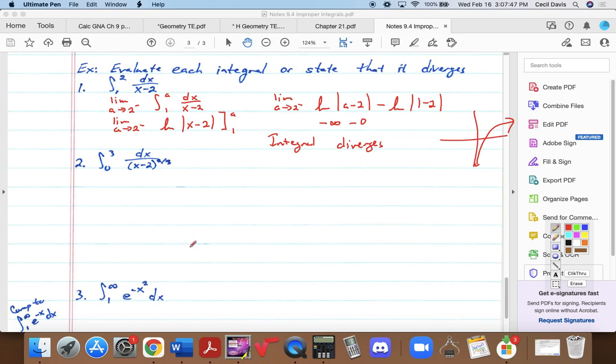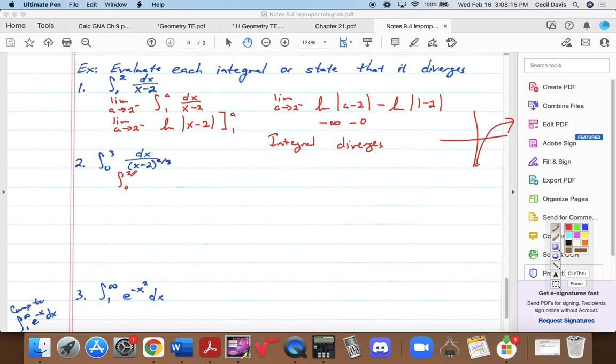Gotcha. All right, so for this one, where's the problem? Is that 2? Yeah. And it doesn't really matter what the power is. That's not where the problem is. It's not defined at x equals 2. Oh, that's in the middle of this. Got to write this as two separate integrals.